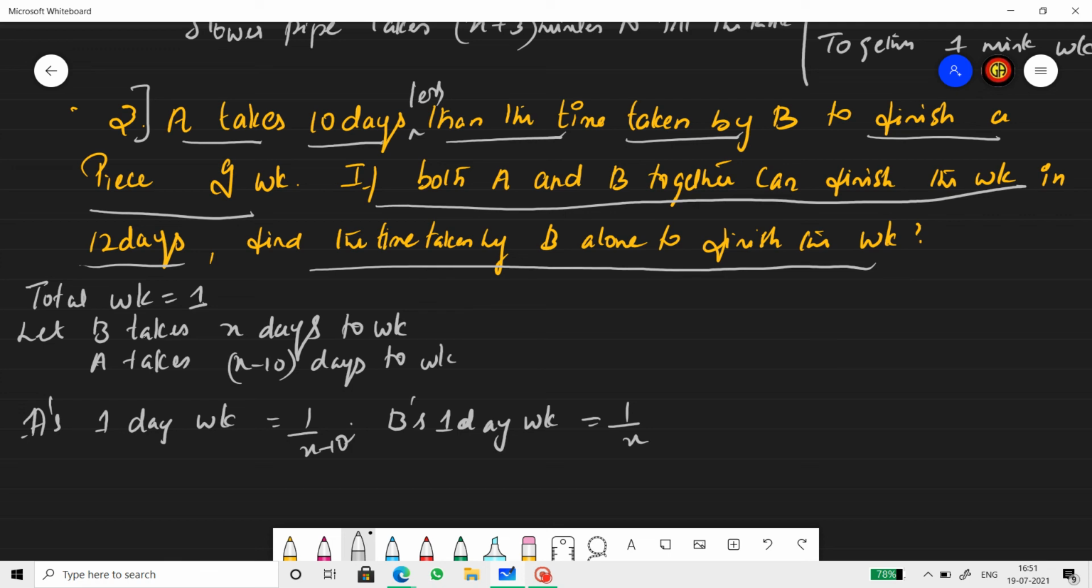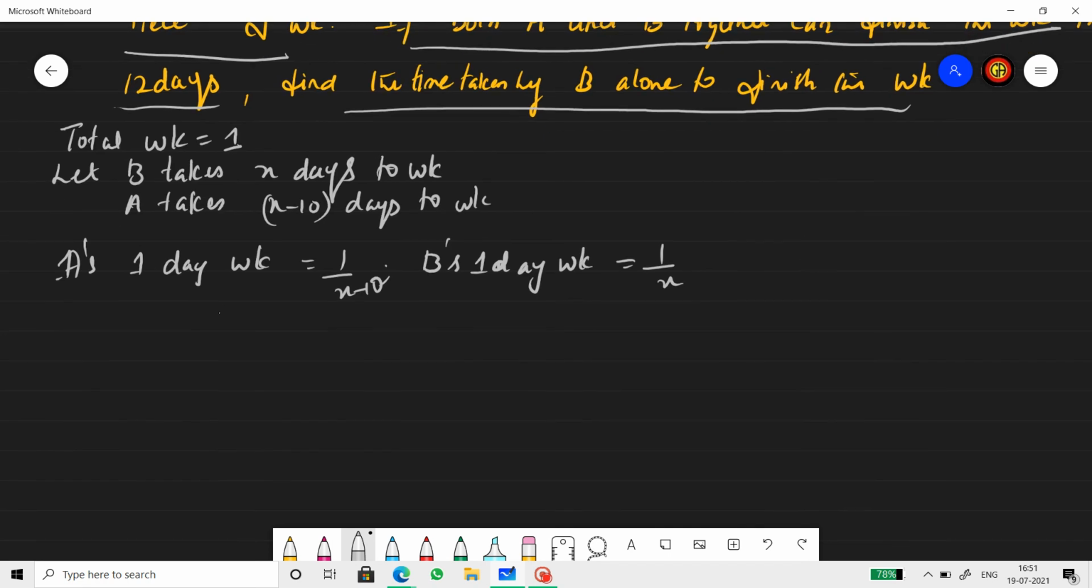So just back to my assumption, B takes X days to finish the work, so B's 1 day work is 1 by X. A takes X minus 10 days to finish the work, so A's 1 day work will be 1 by X minus 10. Together, A and B's one day work equals 1 by X minus 10 plus 1 by X.